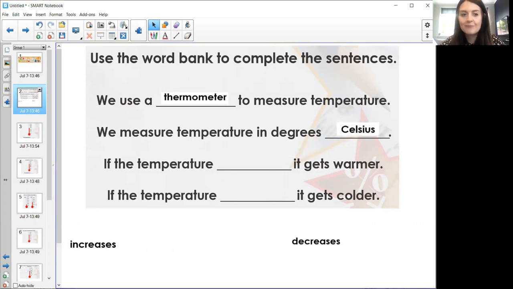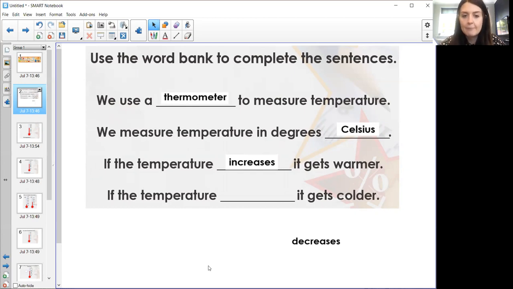That's the correct one. If the temperature something, it gets warmer. So we've got increases and decreases left. When's it going to get warmer? Is it when the temperature increases or when the temperature decreases? If it's getting warmer, it means it's hotter, which means it's going up. So it's going to be that it increases, which means it's getting higher.